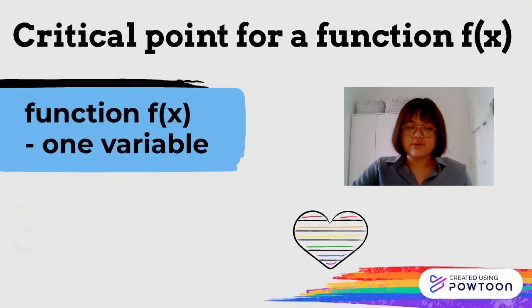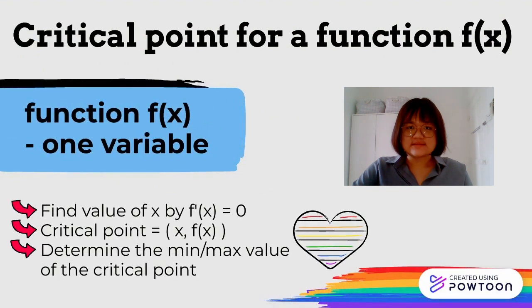To find the critical point for a function f of x, first we need to find the value of x by f prime x equals 0. Then substitute x into f of x. Next, determine the minimum or maximum value of the critical point.